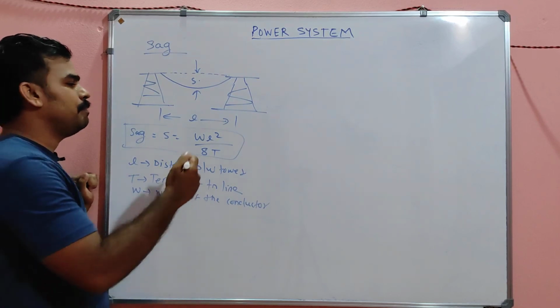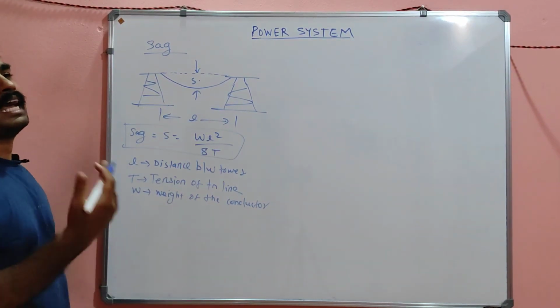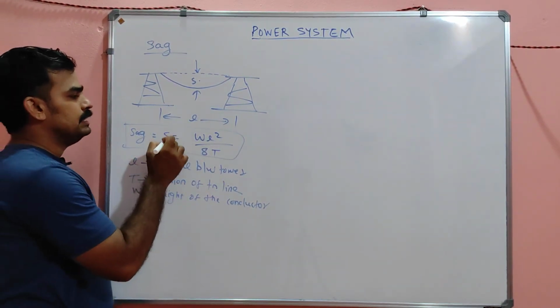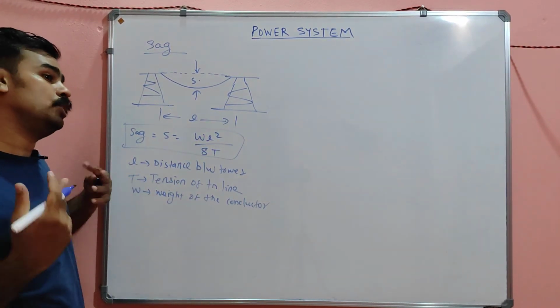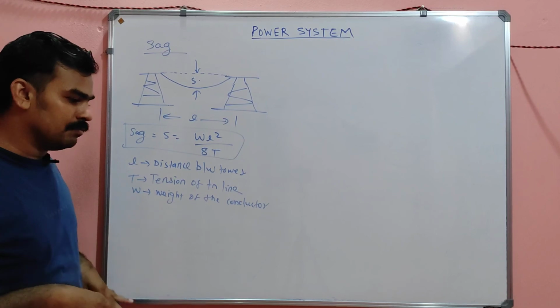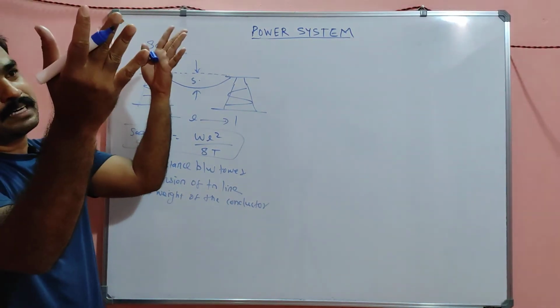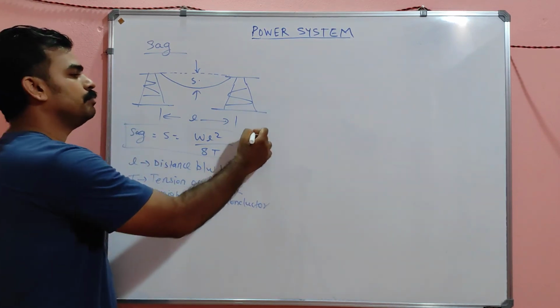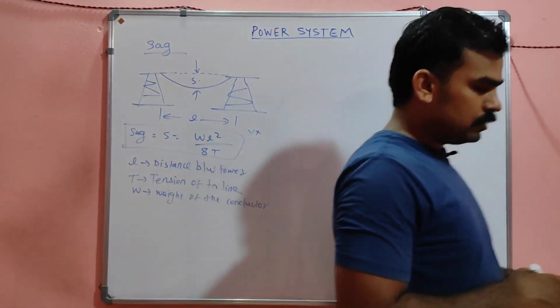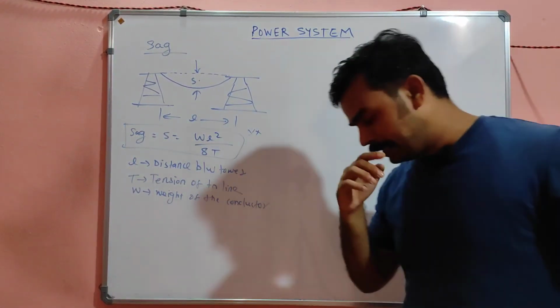Normally the question will not ask to calculate the sag, but S will be proportional to L². For example, if the length of the transmission line is increased by 2 times, weight is decreased by 2 times, and tension is increased by 4 times, what happens to the sag? That type of question you may expect from this. That's all. Just remember this equation, my dear, it's more than enough.